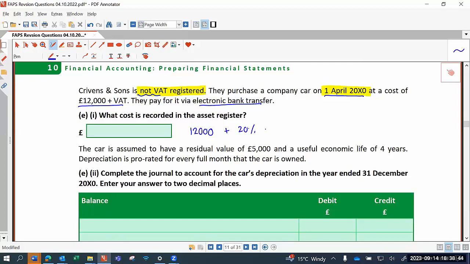So I don't mind how you do this on the calculator. You can literally type in 12,000 plus 20 and then your percent button. Or you can go 12,000 multiplied by 1.2. You're going to get exactly the same answer. You're just adding on 20%. So 14,400 is the cost of the car, not VAT registered, can't reclaim that. So we need the full cost in our accounts.